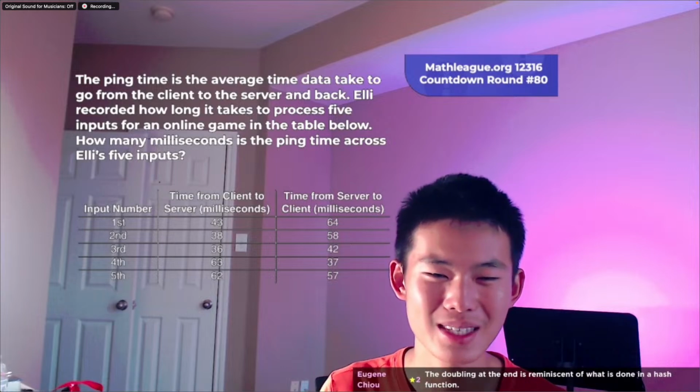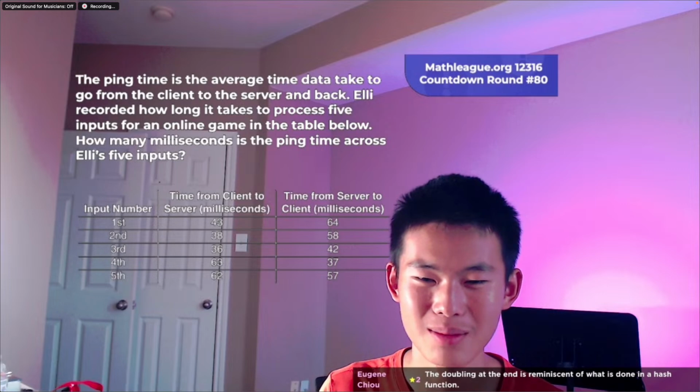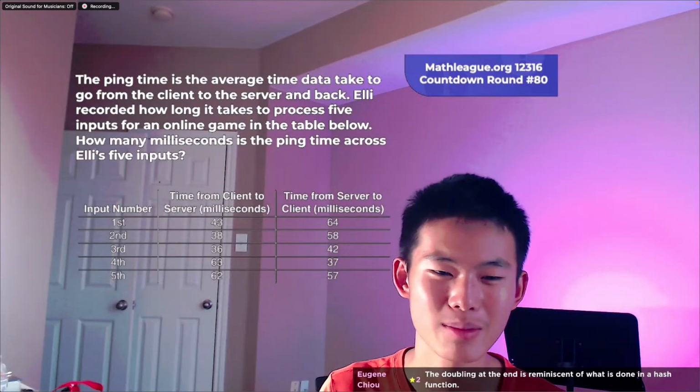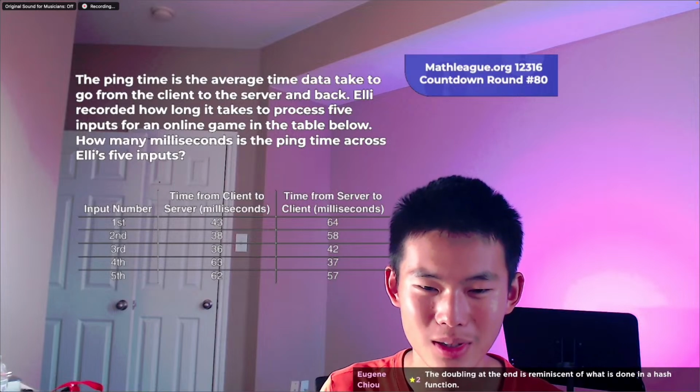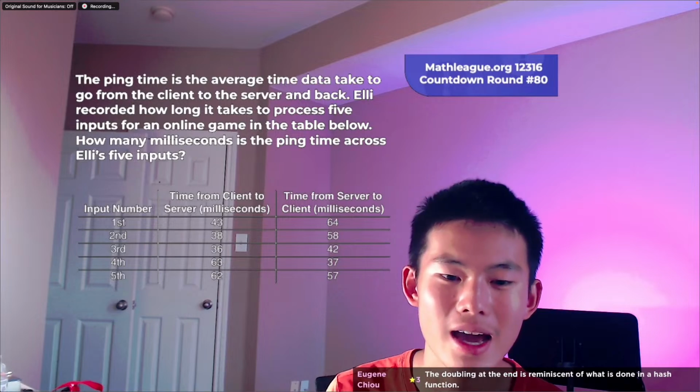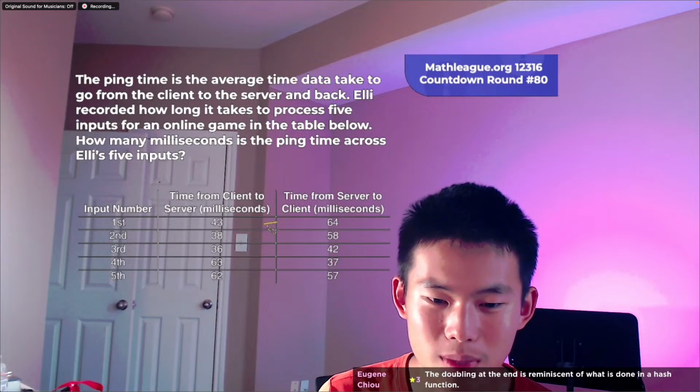Okay, so the ping time is the average time data takes to go from the client to the server and back. Eli recorded how long it takes to process 5 inputs for an online game in the table below. How many milliseconds is the ping time across the 5 outputs? So it's the average time data takes to go from the client to the server and back. So we want to add these two for the total ping time.